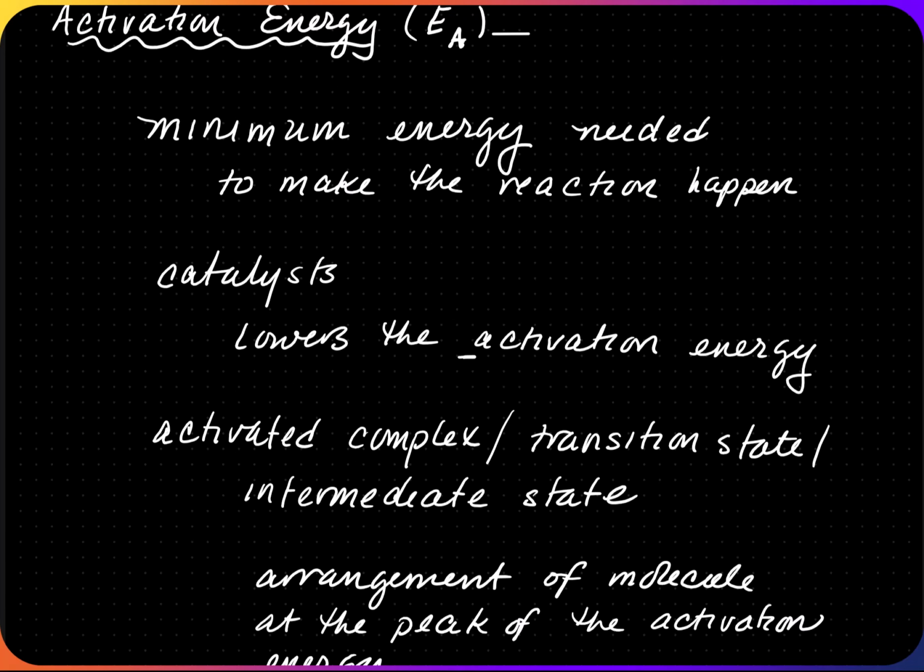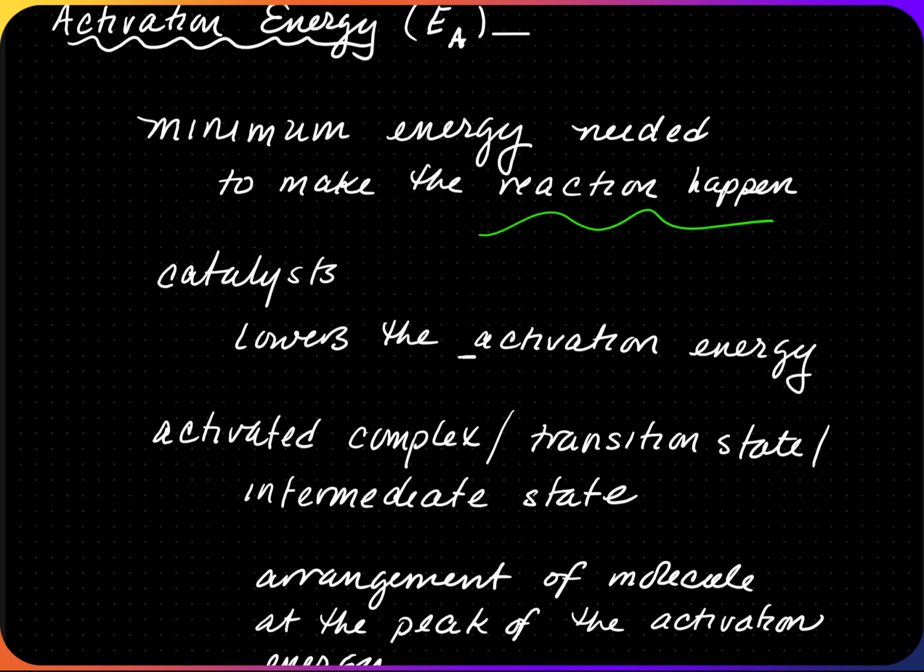Activation energy, Ea, is the minimum energy needed to make a reaction happen. This is only true if there is a proper orientation. If the orientation is not proper, no reaction will occur even though the minimum energy requirement is met. In general, we use catalysts because a catalyst lowers the activation energy, so the reaction will occur.